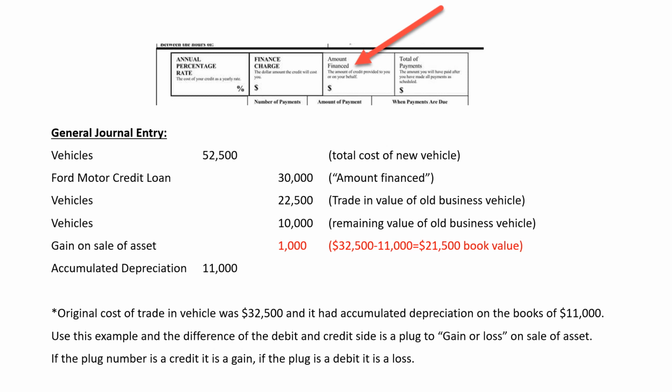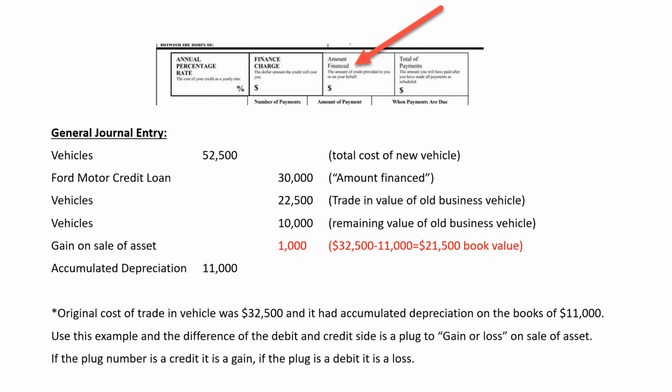So use this general journal entry and fill in the easy numbers first. We know the new vehicle cost $52,500 and the amount financed is $30,000. The trade-in value is $22,500, so we have to take the old automobile completely off the books. So the remaining original value has to be subtracted, and accumulated depreciation needs to be cleared out for the truck's value. So the difference in the debit and the credit side is $1,000, and that's our plug number.